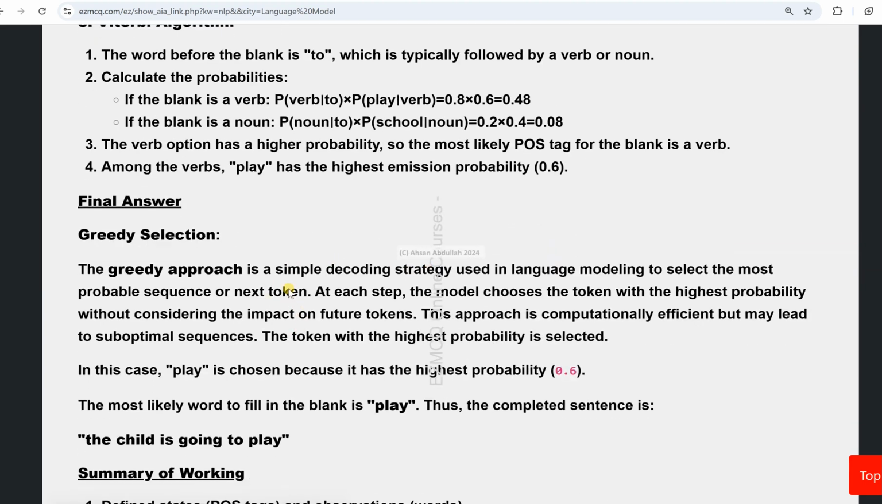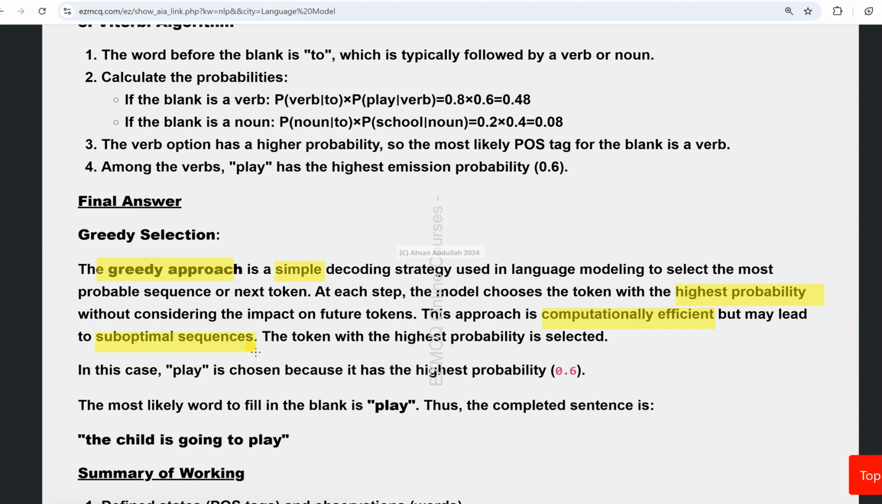Before we go to the final answer, what we need to see is that we have a greedy approach. Why do we use a greedy approach? Because it's very simple to implement, and we therefore select the highest probability. And why is it simple? Because the computational complexity is low and it is efficient, but it results in suboptimal sequences.